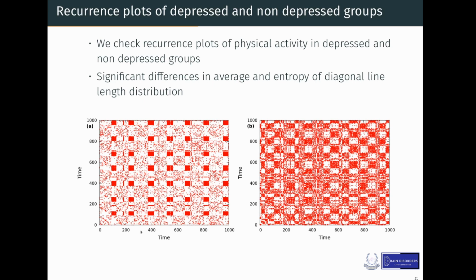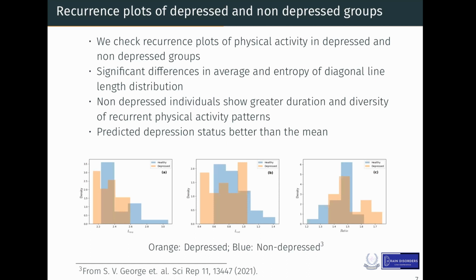In fact, this is true. When we try and quantify this, we find that there were significant differences in the average and the entropy of the diagonal line distribution. So these are two of the most commonly used measures. Let me try and show you the histograms associated with this. So these are the histograms. You can immediately see that the salmon or orange one is the depressed and the blue is the healthy or non-depressed, however you want to call it. So, the average diagonal line distribution.